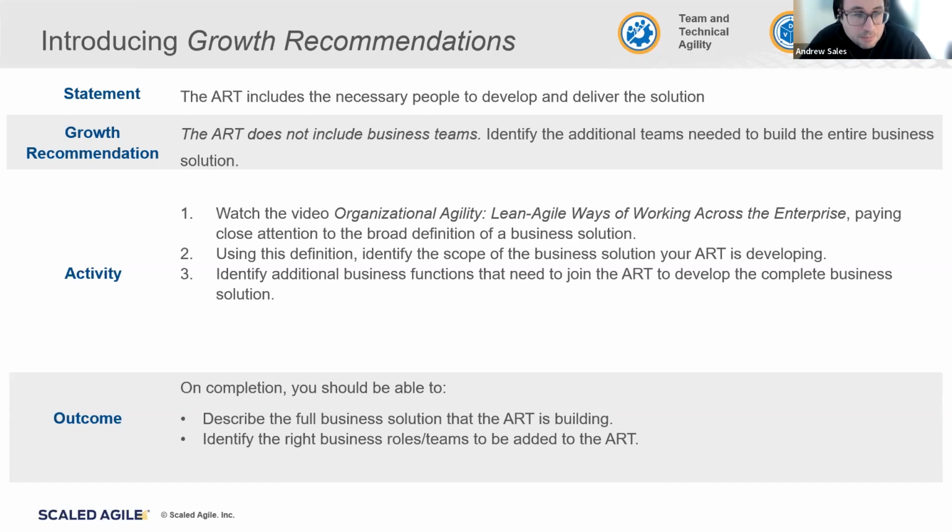That's then followed by an activity. Let's identify those additional teams to build the entire business solution. The activity has a set of steps. Every activity links to a resource directly in the SAFe Community platform. Here you can see it links to a video called Organizational Agility, Lean-Agile Ways of Working Across the Enterprise. And that resource will provide you the information you need to execute this activity successfully. And then finally, every single growth recommendation ends with an outcome. What's the specific outcome you can expect from actually carrying out this activity?